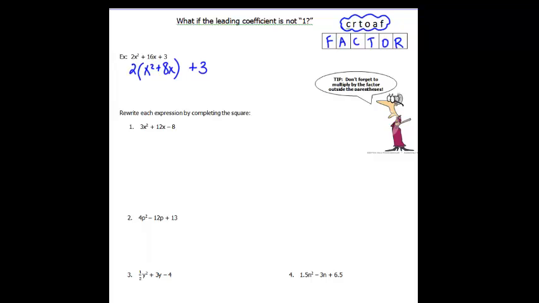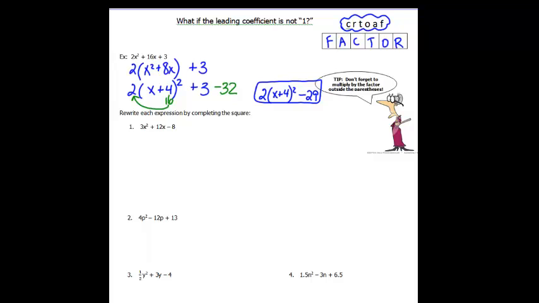Now I can take half my middle term, so that's x plus 4 squared. I have my plus 3, but you got to be really careful here, because normally I would just say, okay, I'm going to subtract out the 16, but the 16, remember, is being multiplied by the 2, so I have to actually subtract out 32, and my final answer is going to be 2 times the quantity x plus 4 squared minus 29.